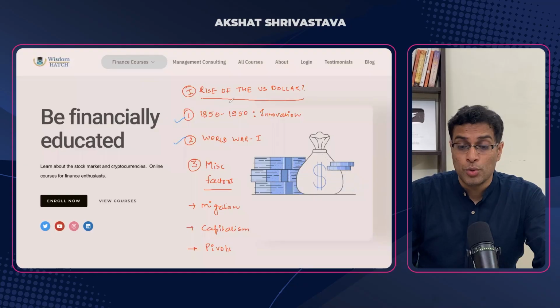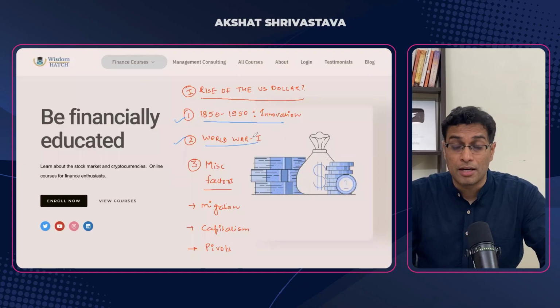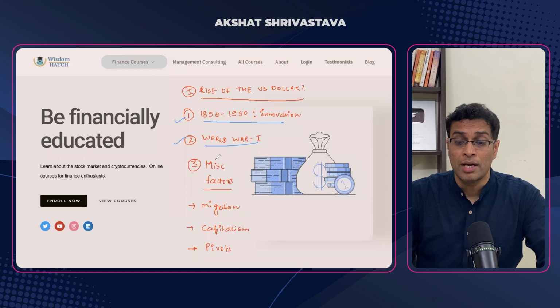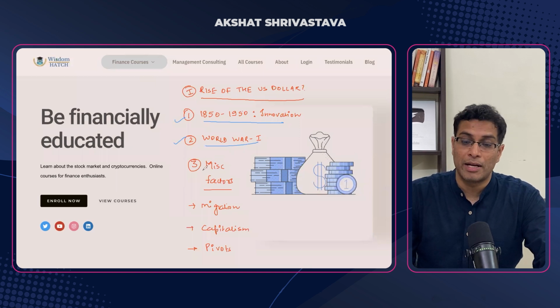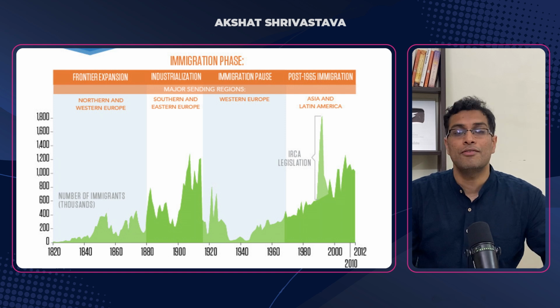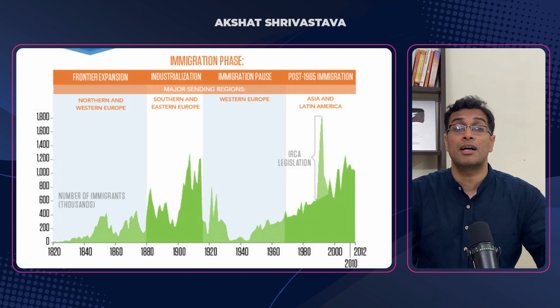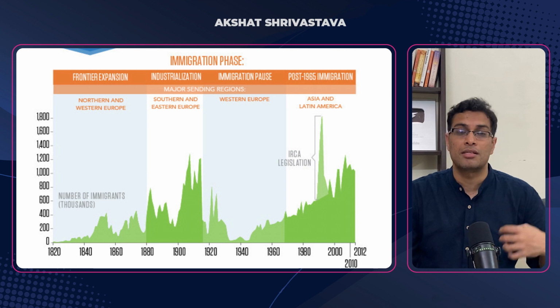Now, third and finally, once World War I got over in 1919, there were miscellaneous factors at play. US already had a very big economy that was shaping up. In relative terms, it had already gained a lot of ground. For example, if you look at the migration data, you can categorically see from this chart that US migration has always been very high. It is a country that has been built on immigrants. A lot of Indians go there, become CEOs of top tech companies. This is not a recent phenomenon.